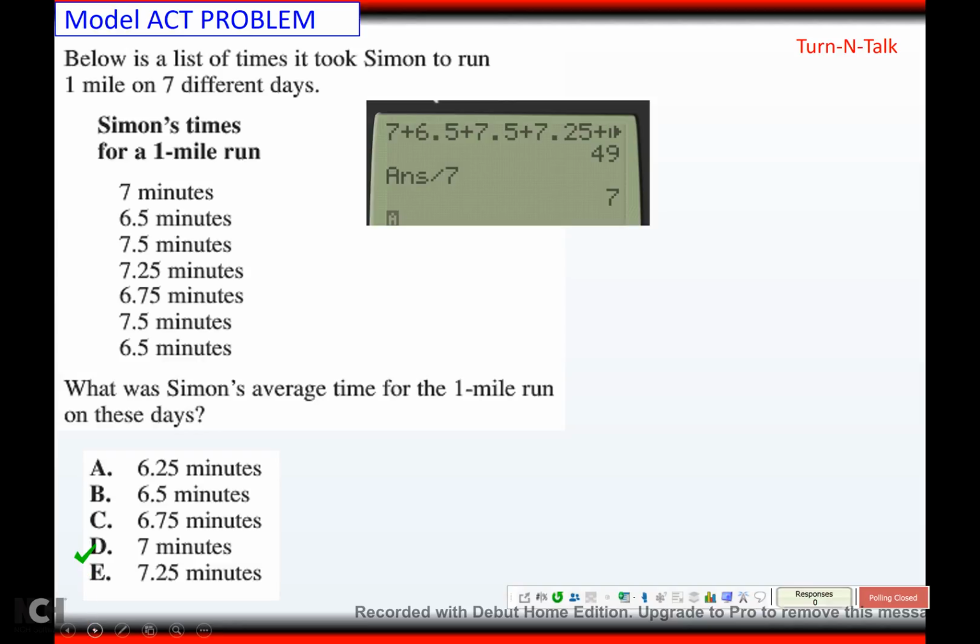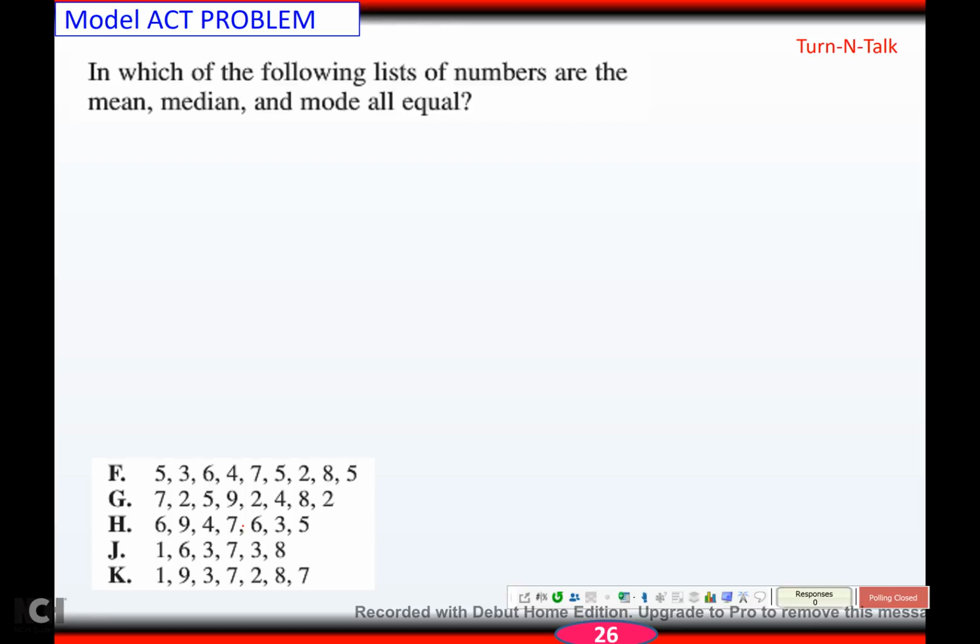All right, below is a list of times it took Simon to run 1 mile on 7 different days. So they're telling you the total is 7. Or you could just count 1, 2, 3, 4, 5, 6, 7 items. So you're going to add them all up, and I didn't do the parentheses thing. I went ahead and typed it all in and got a total first. So I hit enter and got 49, then divided by the number of items, which is 7, which gave me 7 minutes.